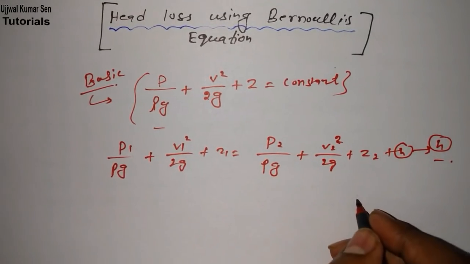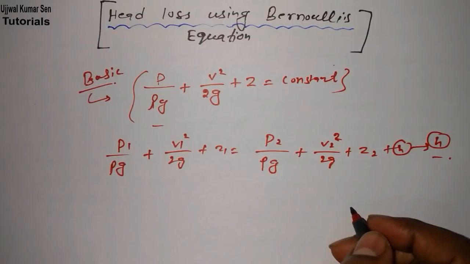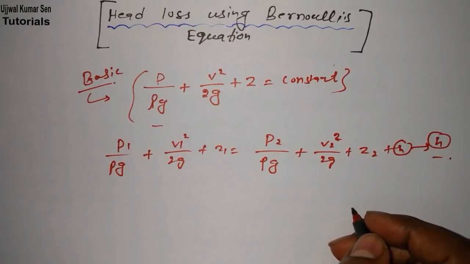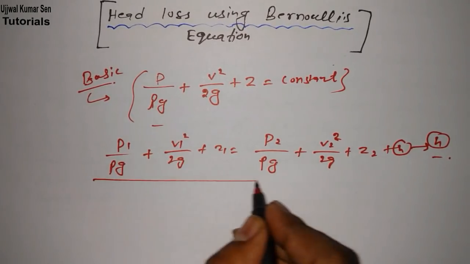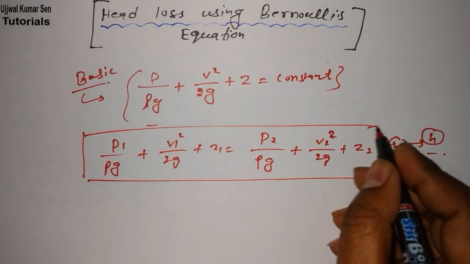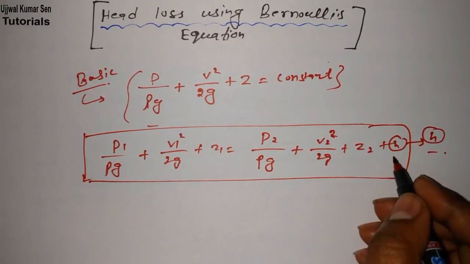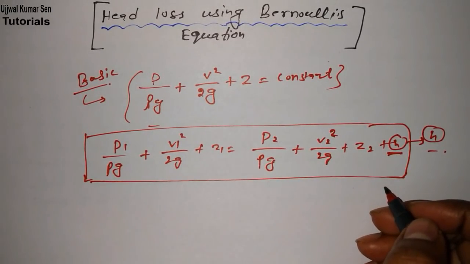This h is known as head loss. In the case of Bernoulli's equation, this head loss is because of elevation, or rather the arrangement or location of the pipe. This is the formula we are going to use in that numerical problem to find the head loss. So this is all about Bernoulli's equation and head loss.